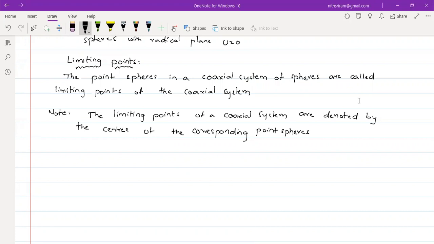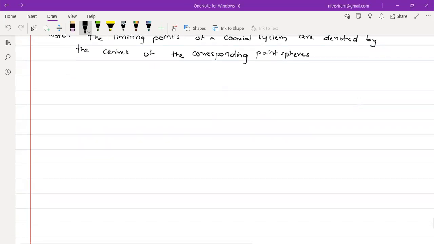Here what we have to do is find the limiting points for the coaxial system of spheres. For limiting points, the radius should be 0, and the centers of the point spheres are the limiting points of the corresponding coaxial system. So how can we find the limiting points? Let us do one problem.